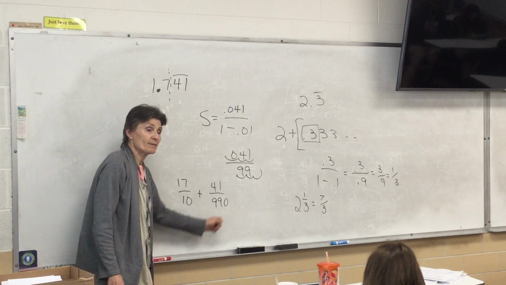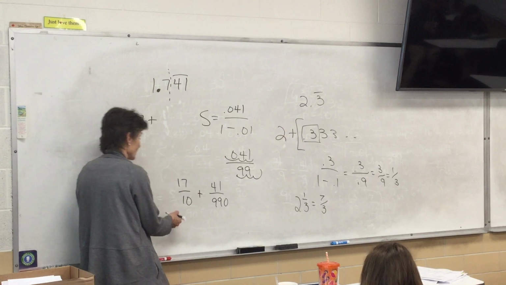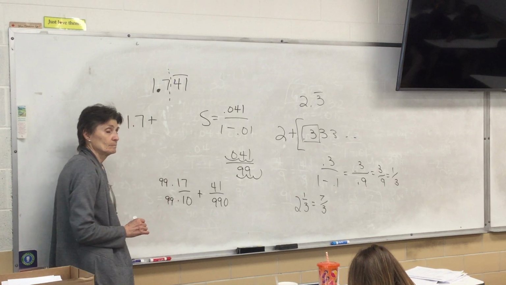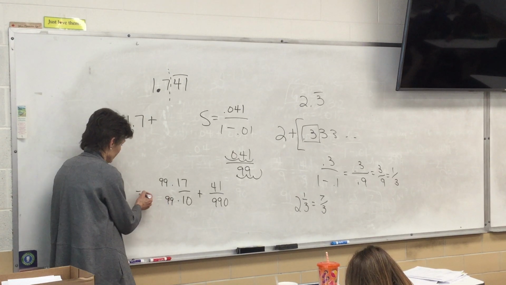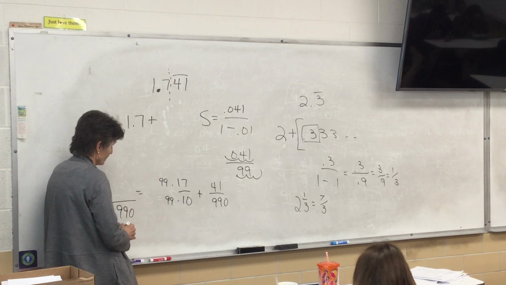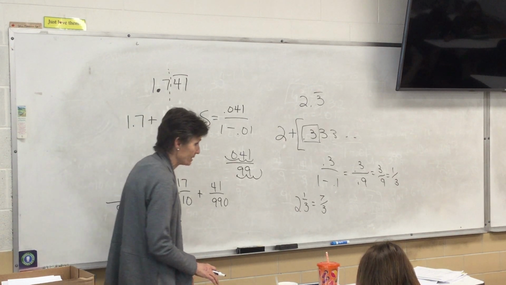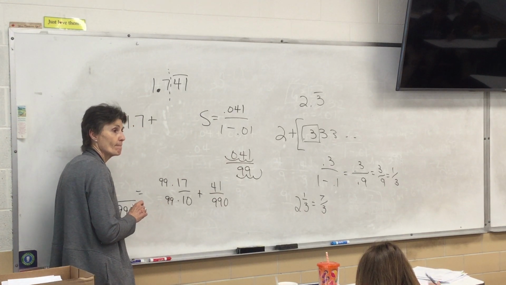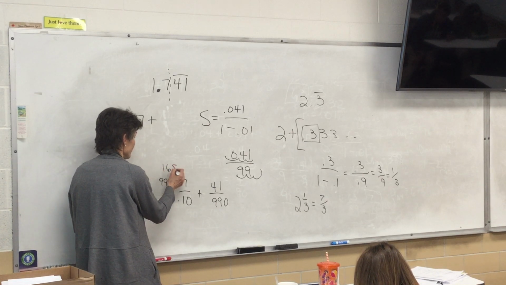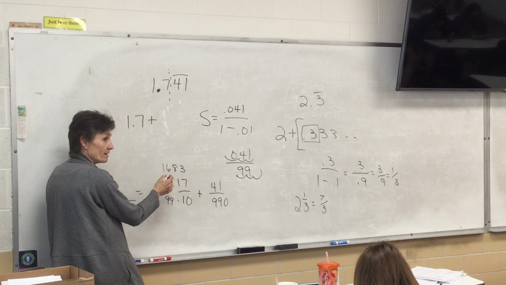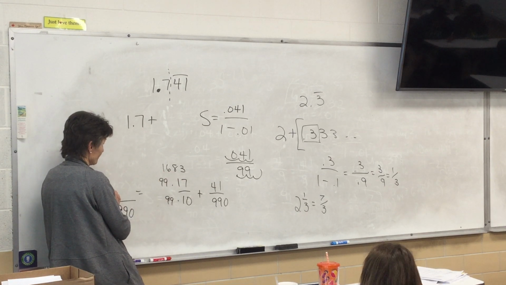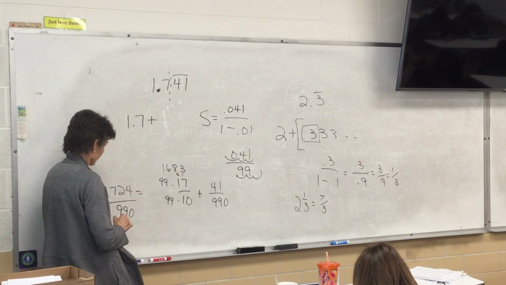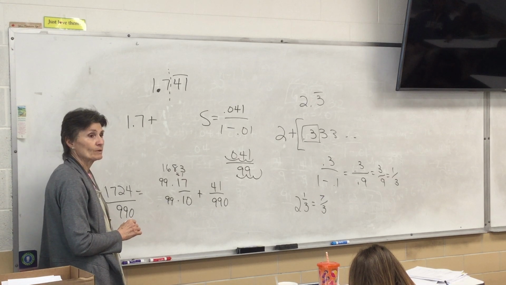What do I do to add these two together? Common denominators. So let's see. I guess I'll multiply this one by 99. So what's 99 times 17? 1,683. And then I gotta add 41 to that. So what is that? 1724 over 990? Yeah.